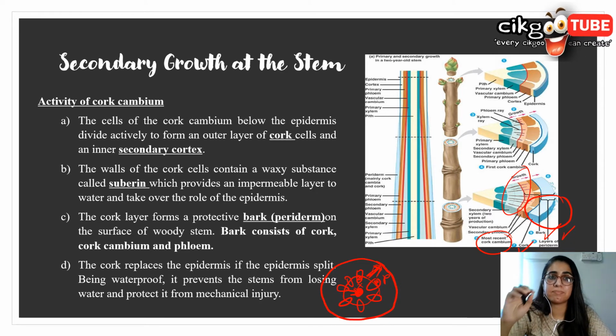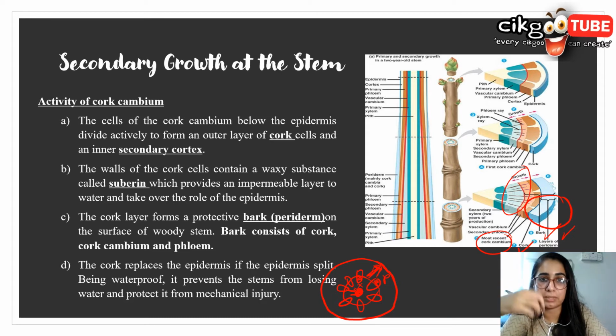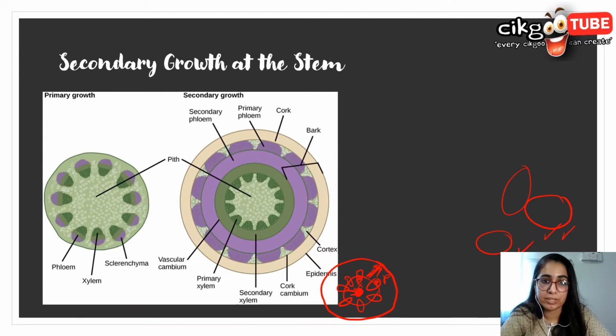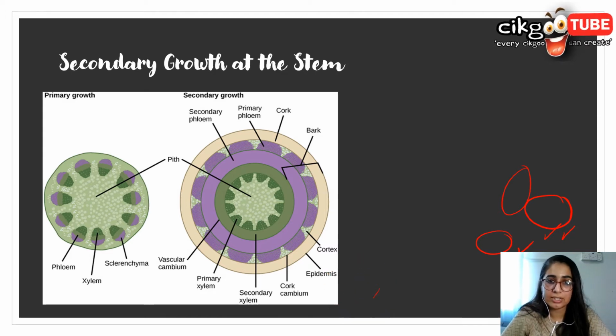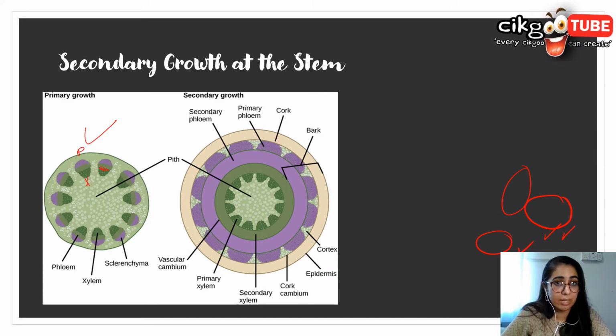Okay, so this cork actually will replace the epidermis if the epidermis splits, and being waterproof, it prevents the stem from losing water and protects it from mechanical injury. Okay, so if you look at this, this is how the stem looks. This is primary growth. We have the xylem, the phloem, and in between is the vascular cambium.